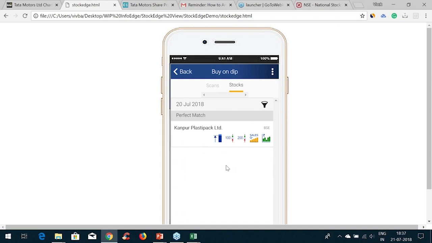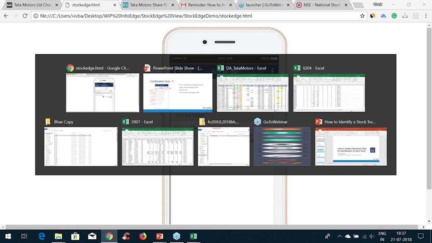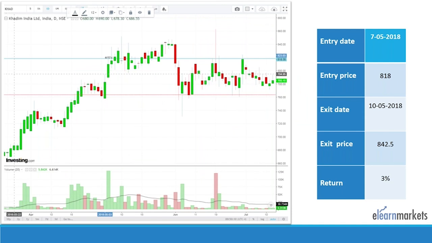This is more of a swing delivery based trade which I do, not applicable for derivatives. But then you get either a perfect match or a nearby match. Even if you get a nearby match, you can still think of initiating a trade in that nearby stock. So the model is the same.